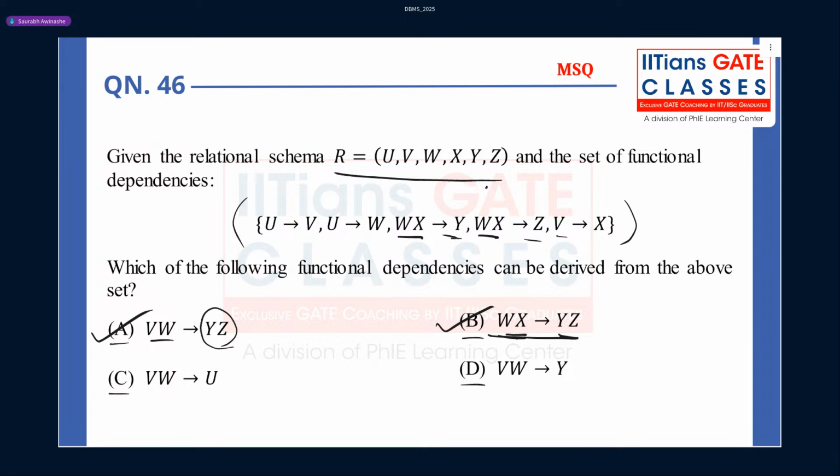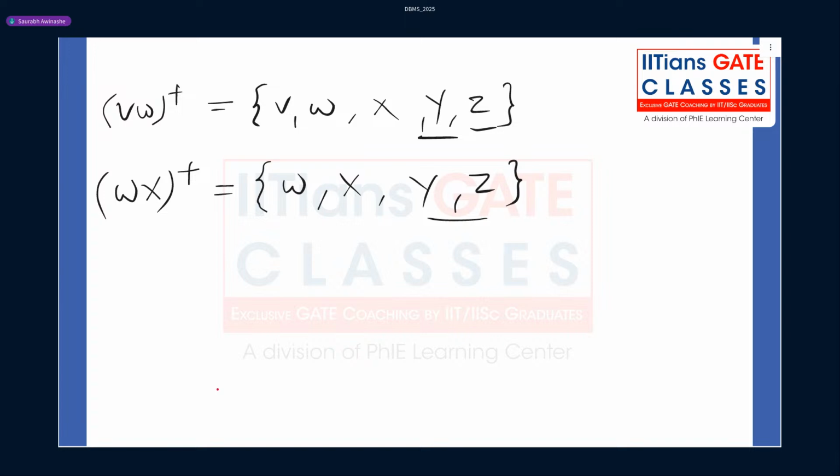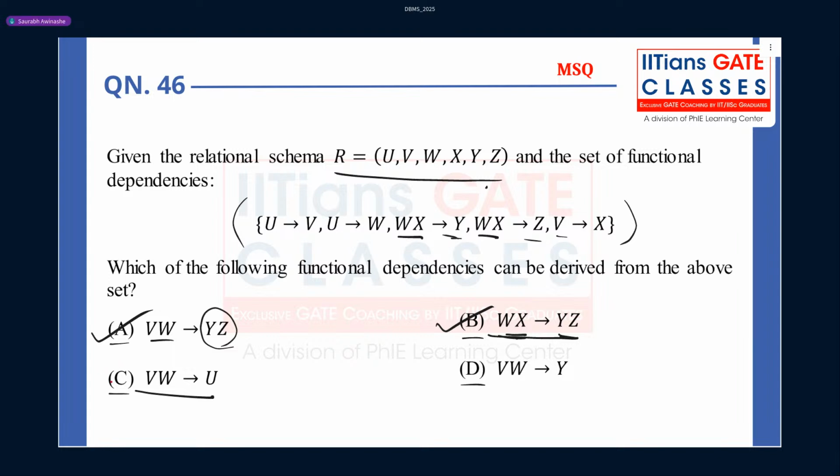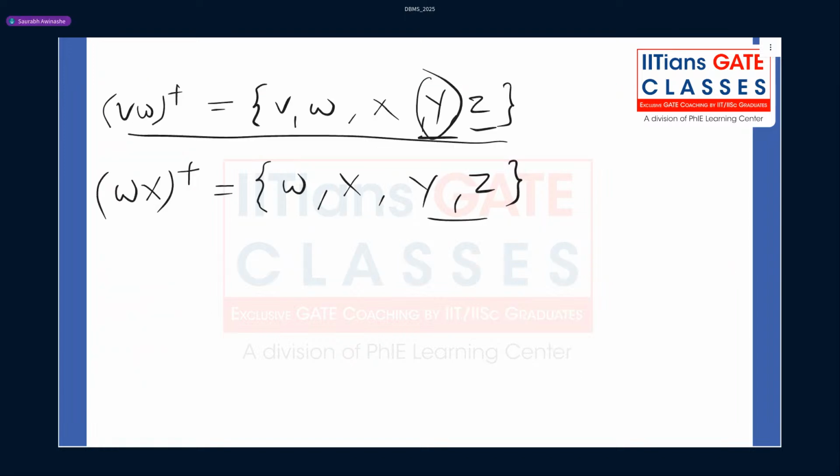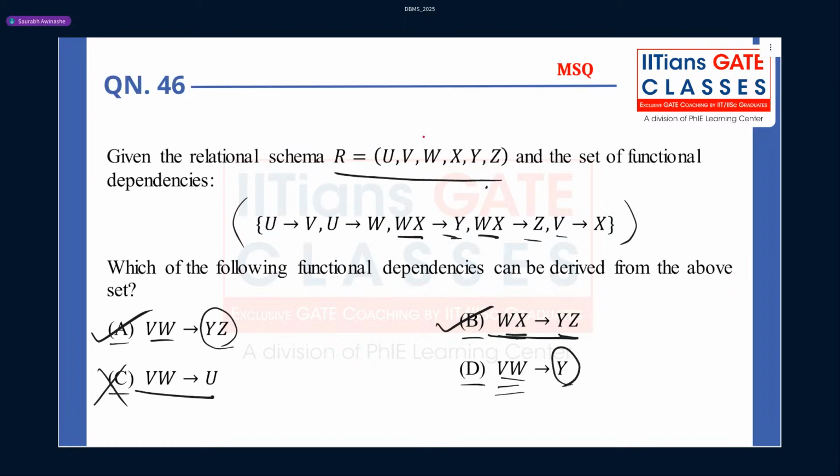Now we'll look at option C. So option C is asking us to take the closure of VW and check if U falls in it. So we have already seen the closure for VW and U is not in it, right? So option C is incorrect. Now let's look at option D. Option D is again the LHS is VW, and we have to see if Y falls in the closure of VW. So it does, right? We calculated the closure of VW and Y falls in it. So option D is also true.